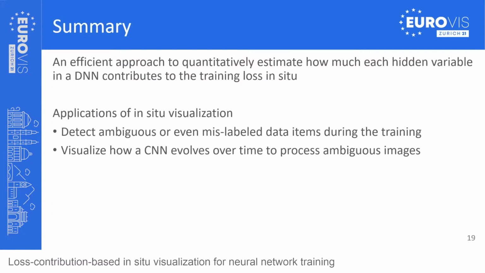In conclusion, this paper presents an efficient algorithm to estimate how much each hidden variable in a deep neural network contributes to the training loss. Because of the efficiency, it can be utilized for in-situ visualization and analysis of a deep neural network during the training. The applications include detection of ambiguous or even mislabeled data items. It can also monitor how a convolutional neural network processes difficult images differently during the training. Thanks for listening. Any questions?